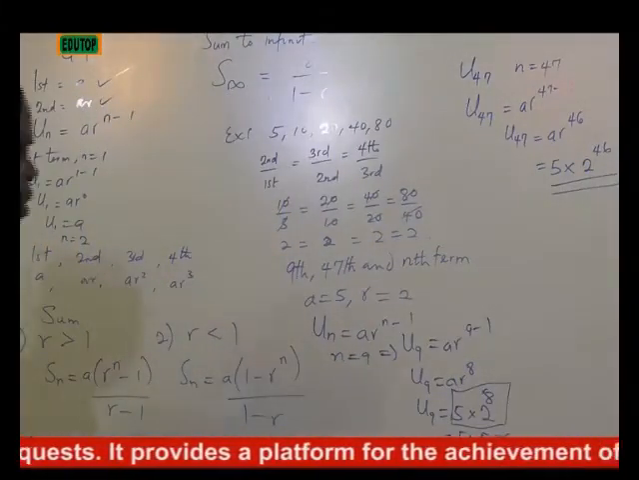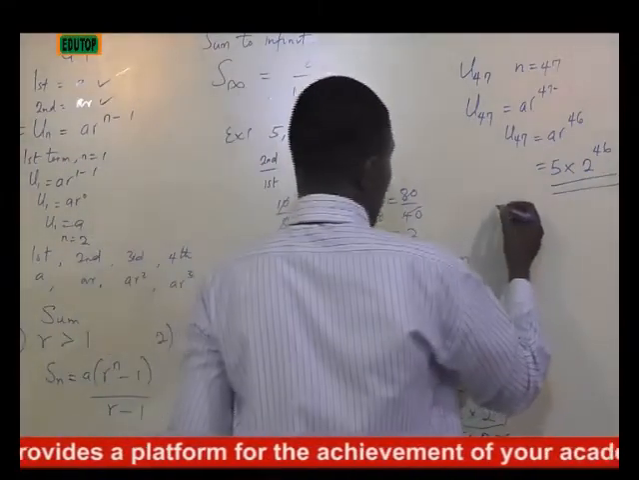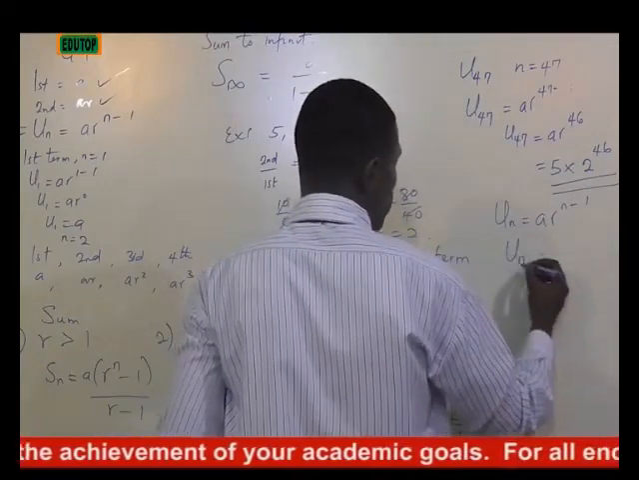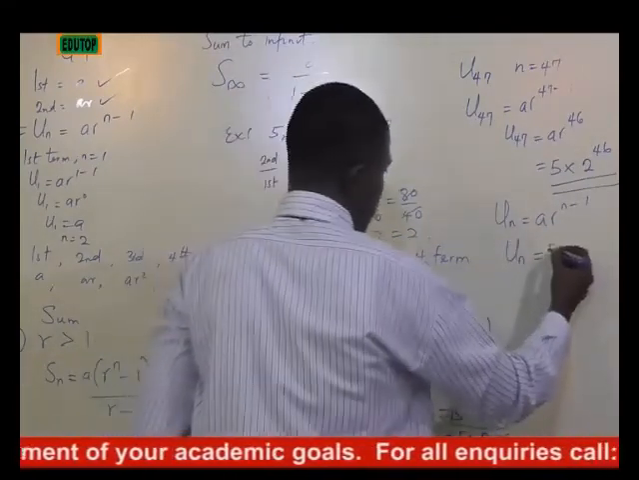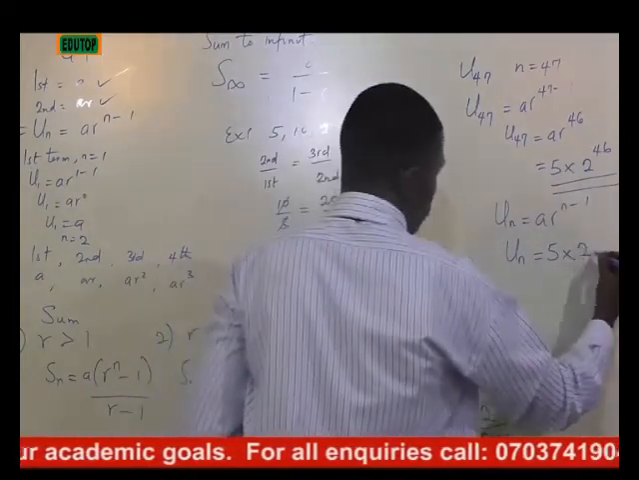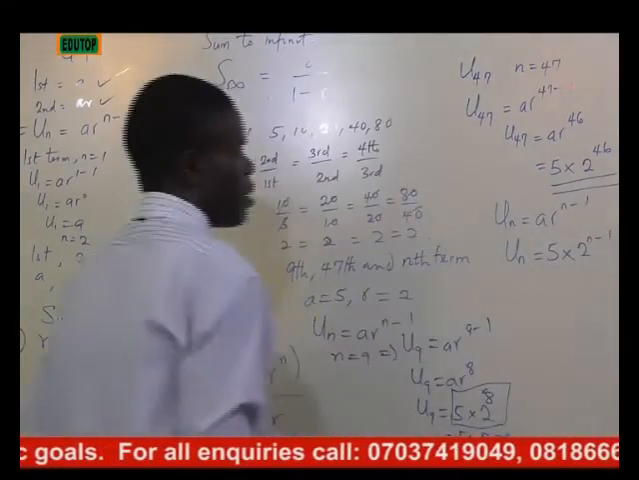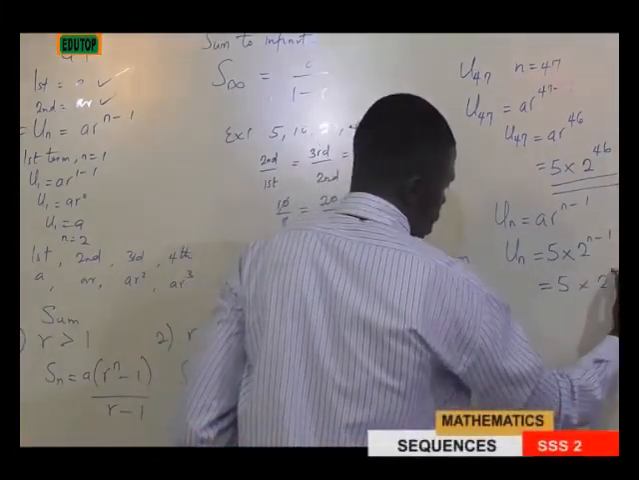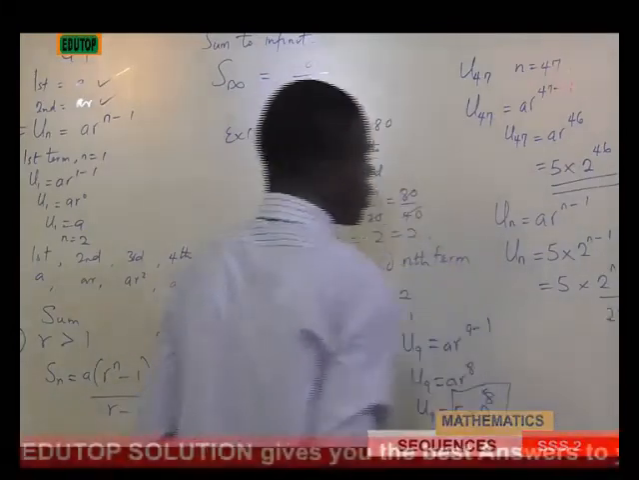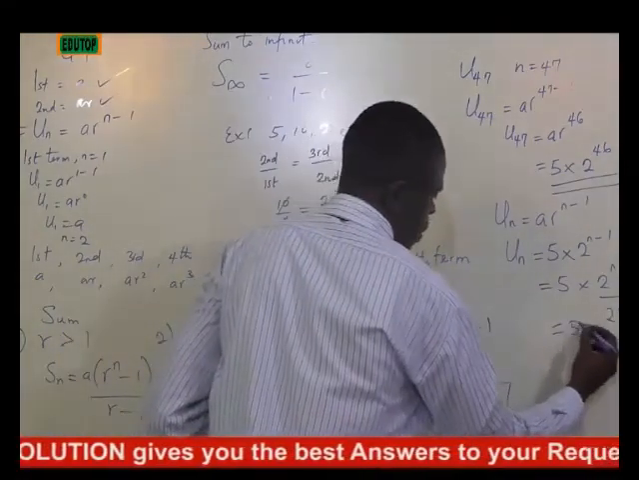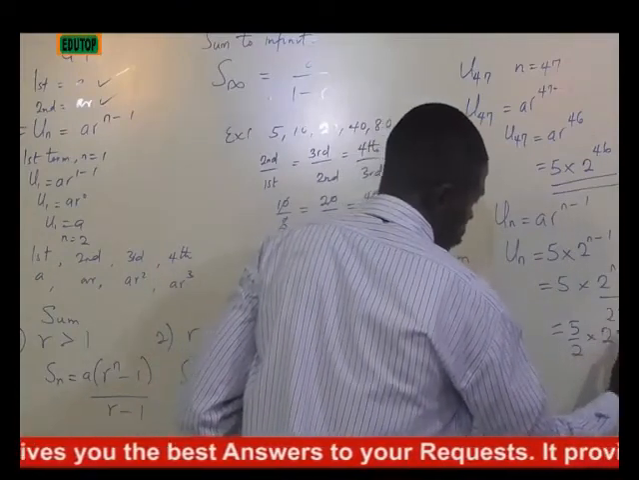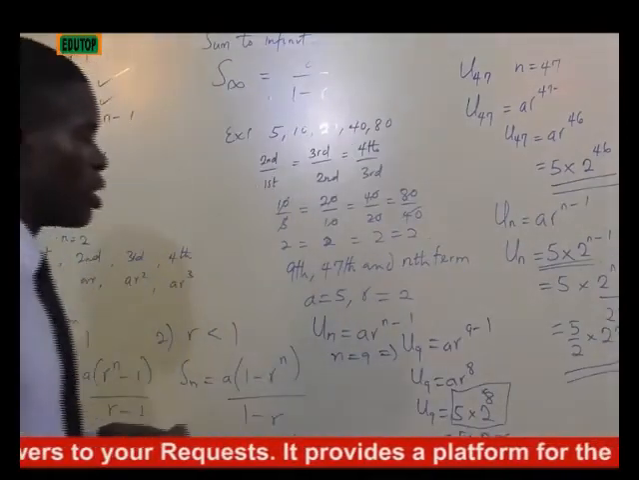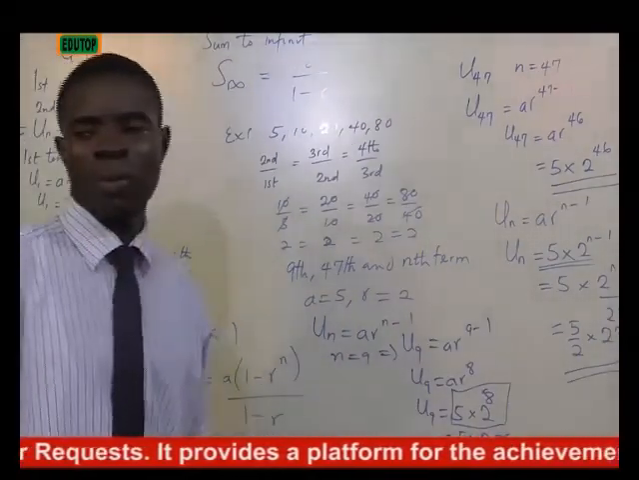Then the last one is the nth term. The nth term, Un, equals ar raised to the power n minus 1. Our a is 5 and our r is 2, so we have 5 times 2 to the power n minus 1. This can also be written as 5 over 2 times 2 raised to the power n, or 5 over 2 times 2 to the n. We can leave our answer this way or that way, depending on the way the question is structured.